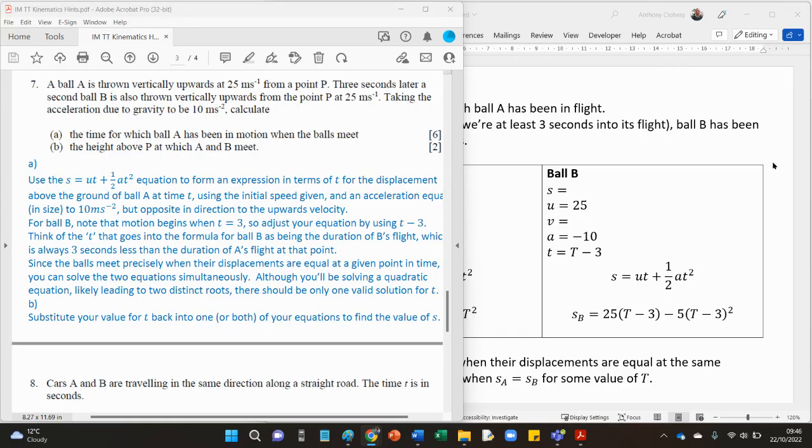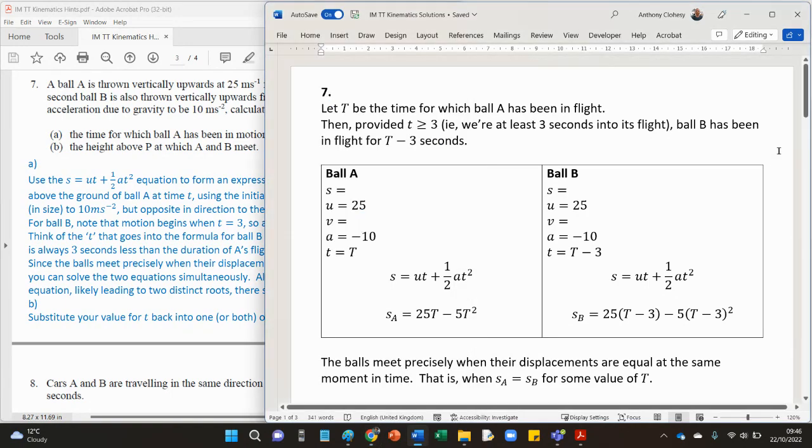We need to work out the two key things: when the balls meet, in other words, when their heights are the same, and the height that they are at when they meet. So we start with this key idea. Think about a value t. I've called it capital T so as not to confuse it with the lowercase t that we've got as one of our SUVAT variables. If capital T is the time for which ball A has been in flight, then we can use capital T minus 3 for the time for which ball B has been in flight.